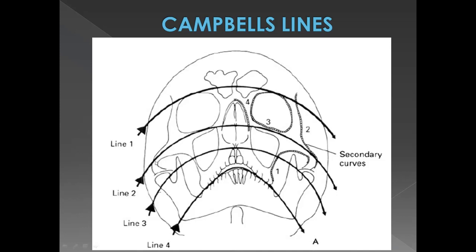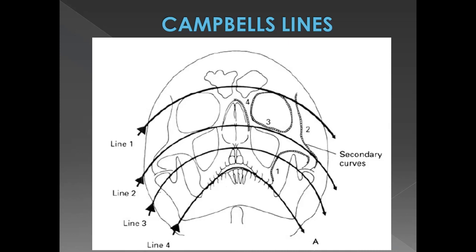Line 2 passes through the zygomatic arch, through the body of zygoma, inferior orbital rim, nasal septum, and the corresponding structures on the other side. Line 3 passes through the condyle, the coronoid, the zygomatico-maxillary buttress, the anterior nasal spine over here, and the corresponding structures on this side. Line 4 passes through the occlusal plane between the maxillary and mandibular teeth, and line 5 passes through the inferior border of the mandible.